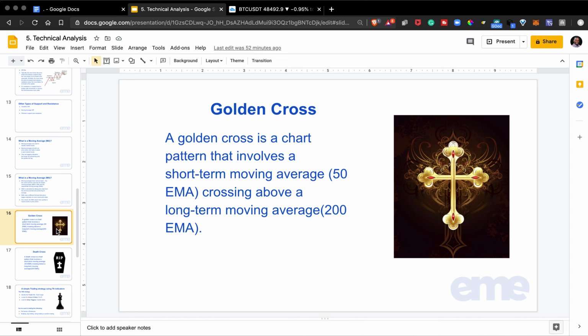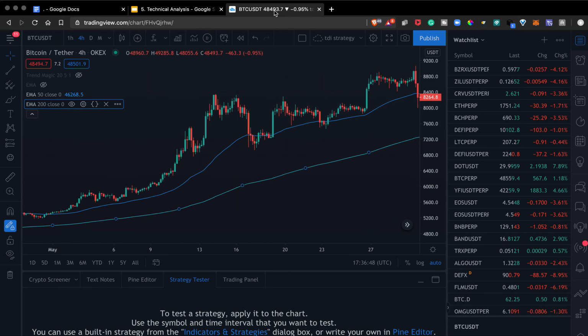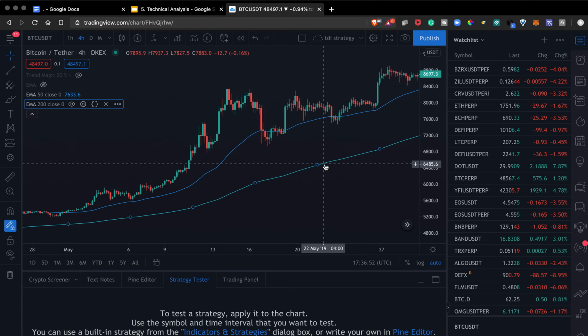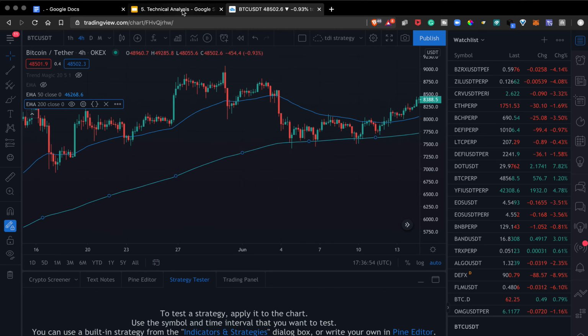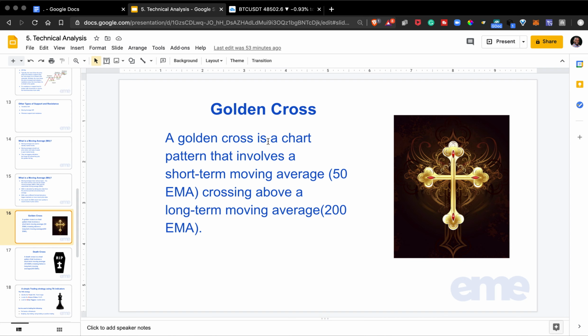Now, a golden cross is a chart pattern that involves a short-term moving average, for example the 50 EMA, crossing above a long-term moving average, the 200 EMA. Right. Okay, let's look at this now. So this is the 50 EMA. This is the 200 EMA. And we said that the golden cross is a chart pattern that involves a short-term moving average crossing above a long-term moving average.